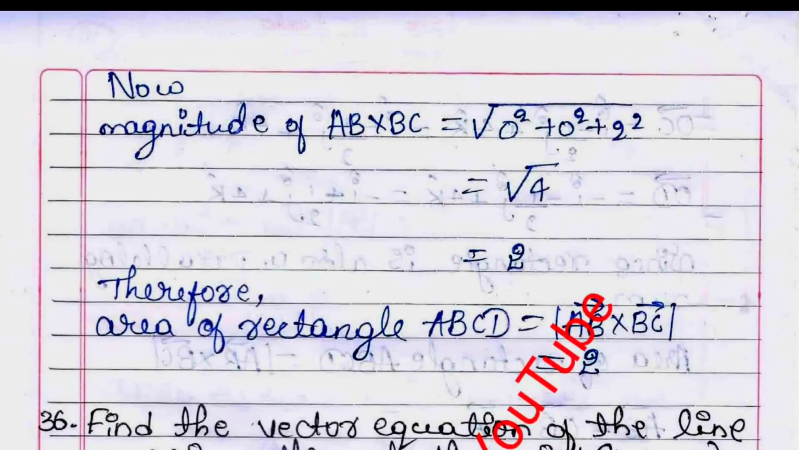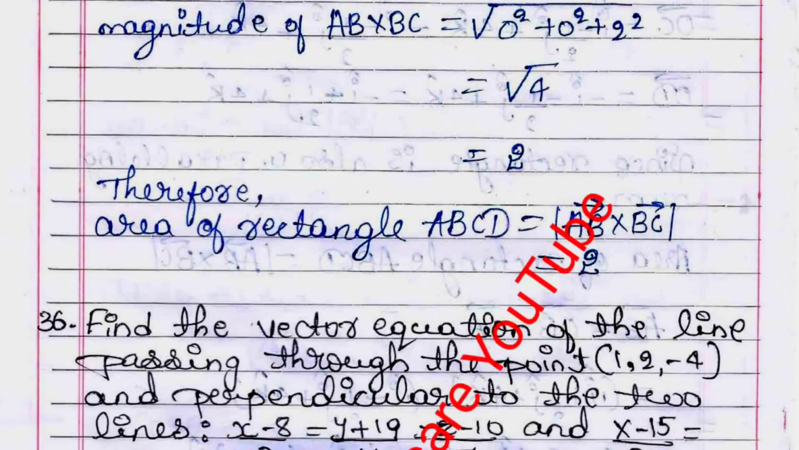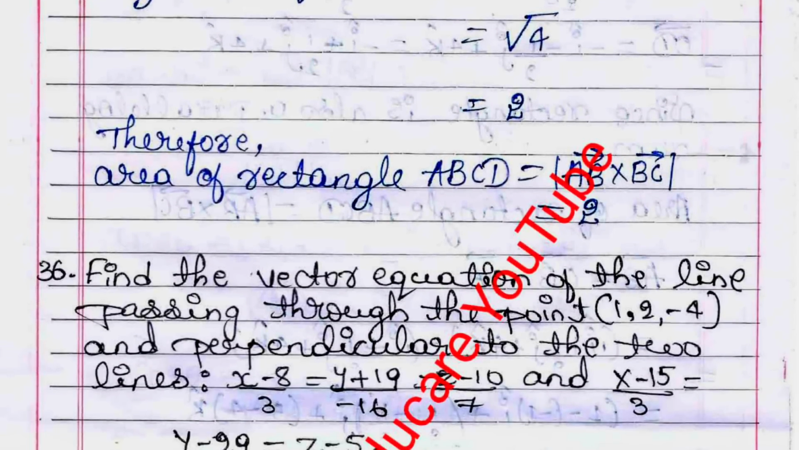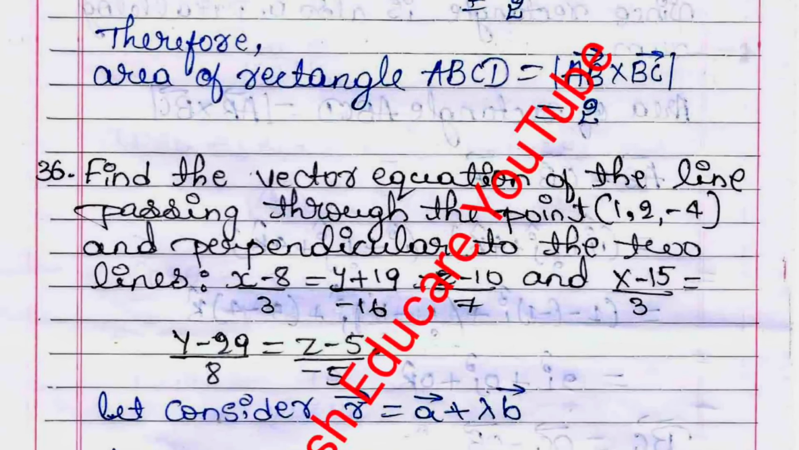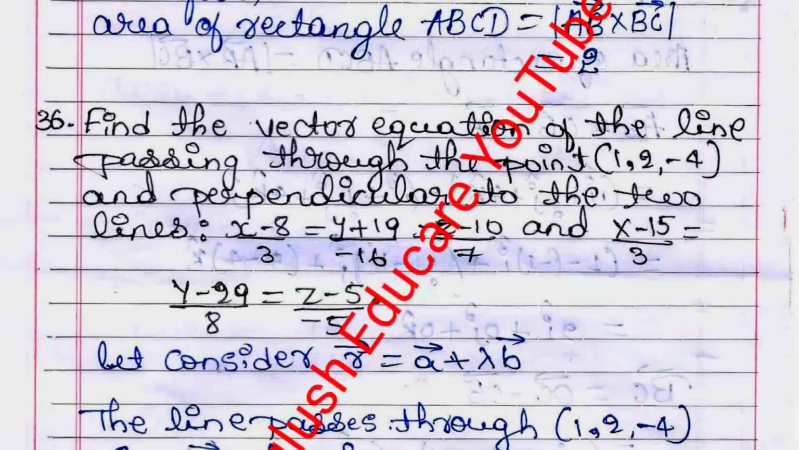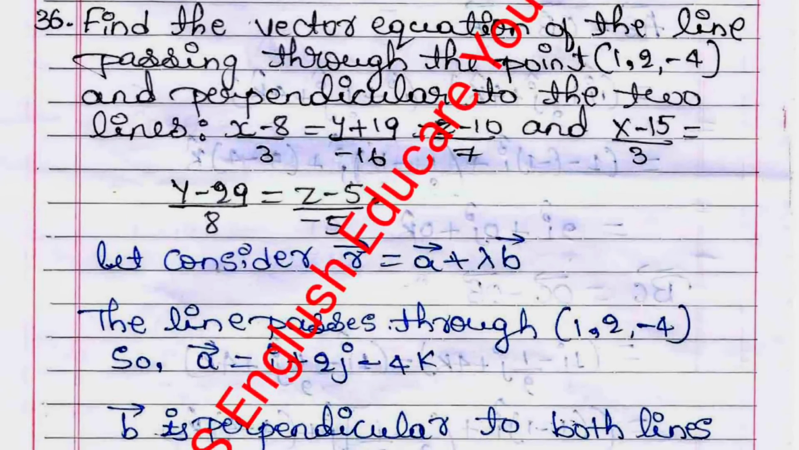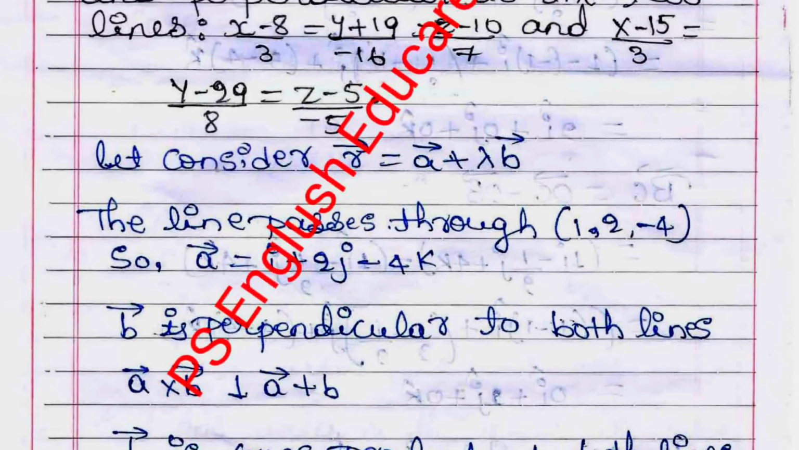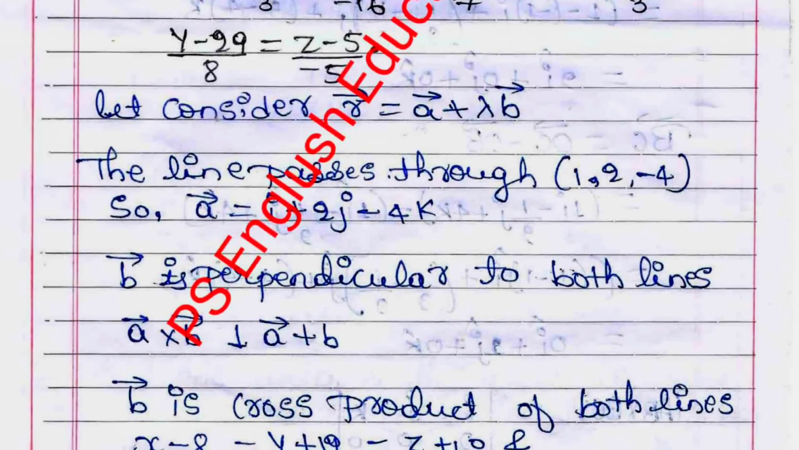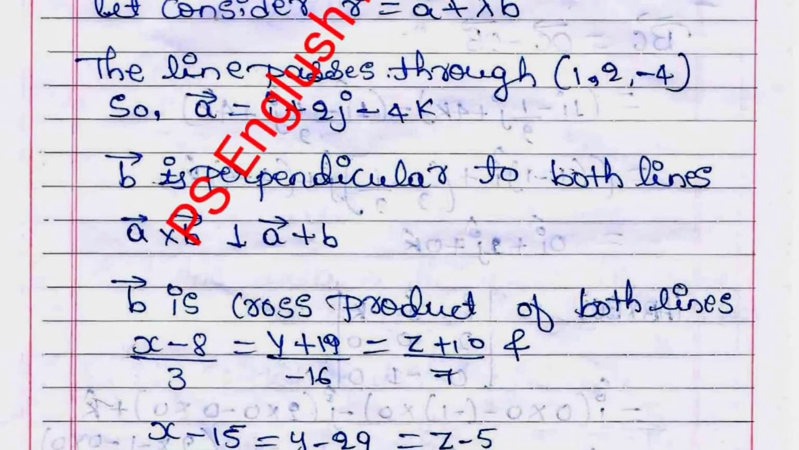Find the equation of the line passing through the point (1, 2, -4) and perpendicular to the two lines (x - 8)/3 = (y + 19)/-16 = (z - 10)/7, and (x - 15)/3 = (y - 29)/8 = (z - 5)/-5, and the answer is below.